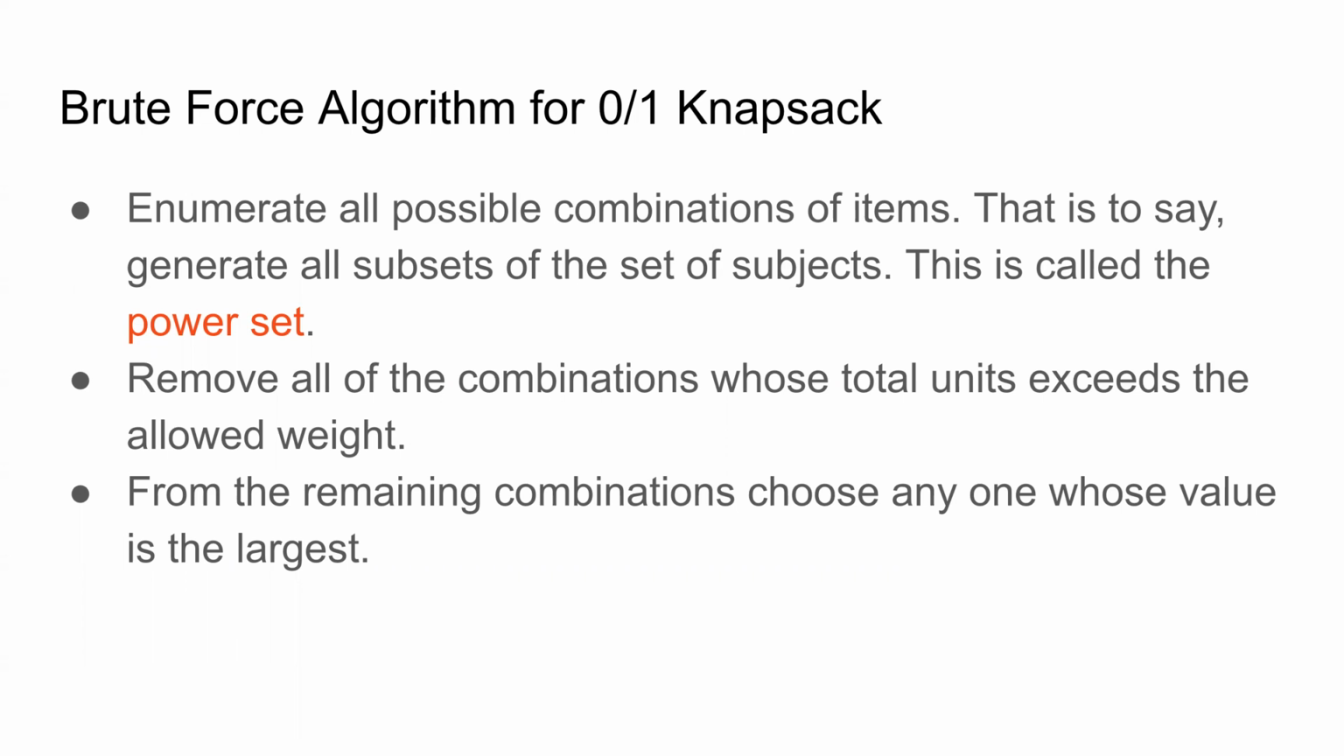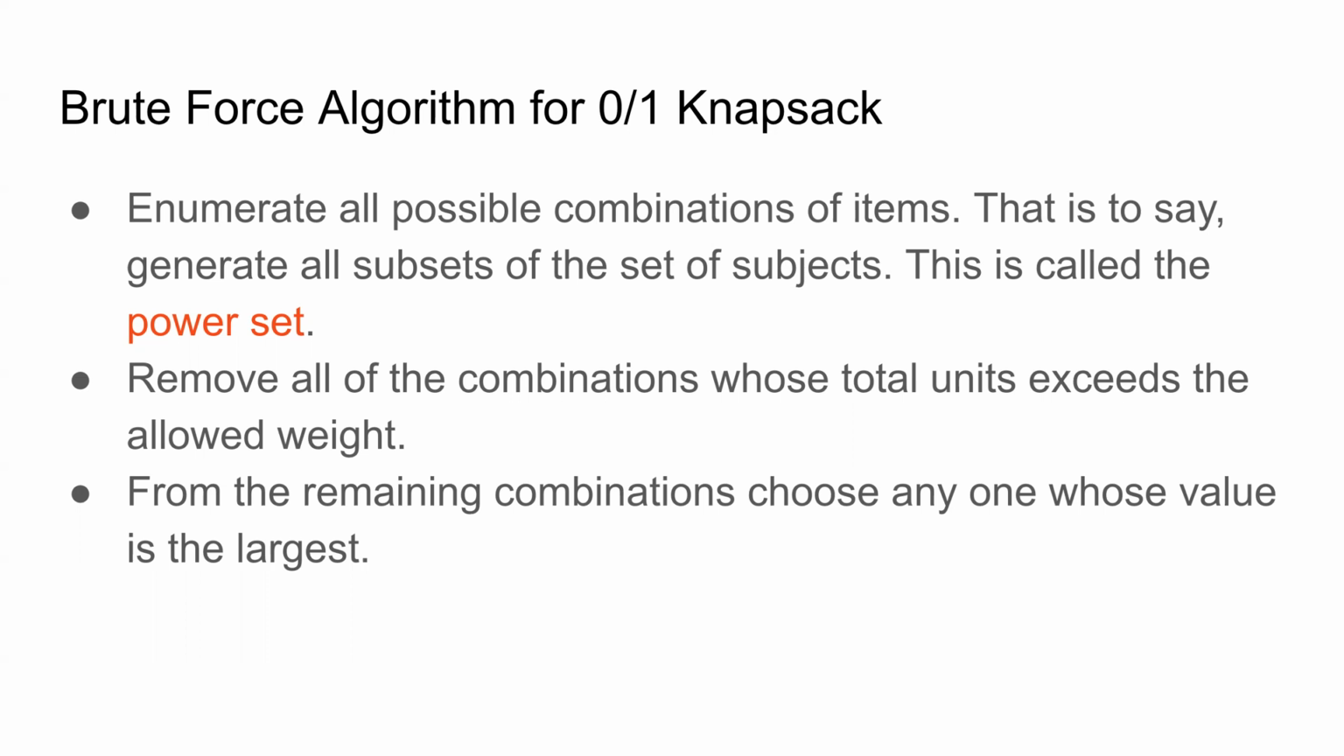For each position, you have 2 decisions to make, either pick it or not pick it. And each decision will result in a different combination, right? If we generate all the subsets of the items, we call this a power set. The power set is basically all the subsets, or combinations, of items, okay?